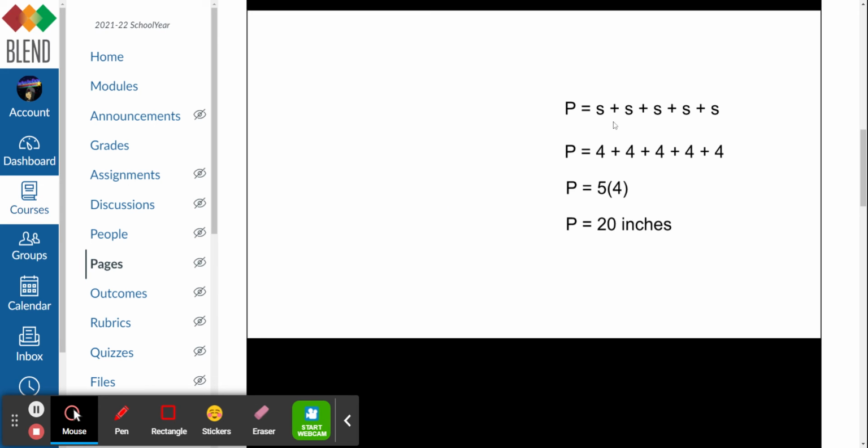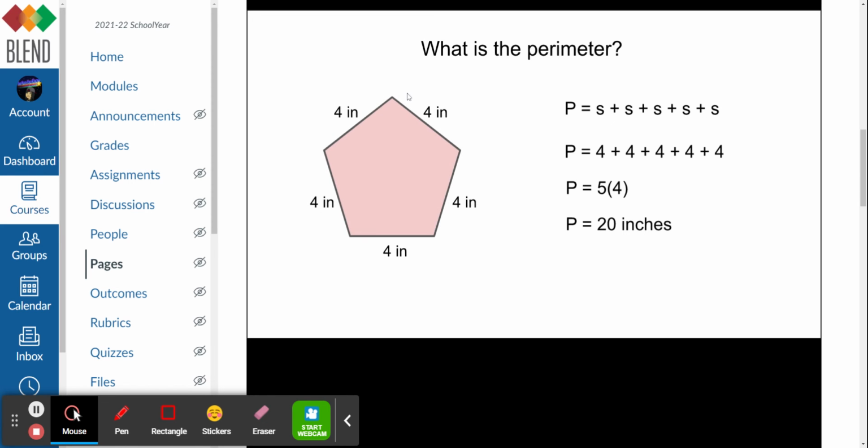Okay, so perimeter equals side plus side plus side plus side plus side. They're not talking about a rectangle because they have 1, 2, 3, 4, 5 sides. So if you're looking at this pentagon, 1, 2, 3, 4, 5 sides, we could add 4 five times, or we could just multiply it by 4. Either way, we get the answer 20 inches. 4 plus 4 plus 4 plus 4 plus 4 equals 20. Also, 5 times 4 equals 20.